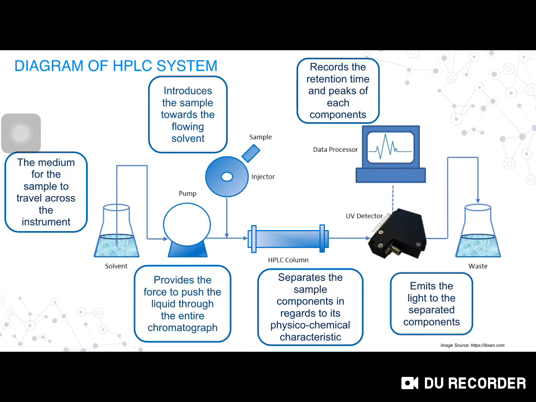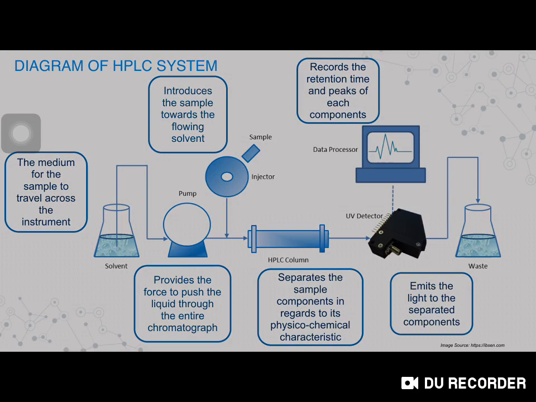The injector is where the sample will be introduced. The HPLC column, which contains the non-polar to less polar particulates, will separate the sample into its components. The less polar components will travel the column longer than the polar ones. The UV detector and the data processor will analyze the components and the output. The chromatogram will describe the retention time and signal emitted by each component.